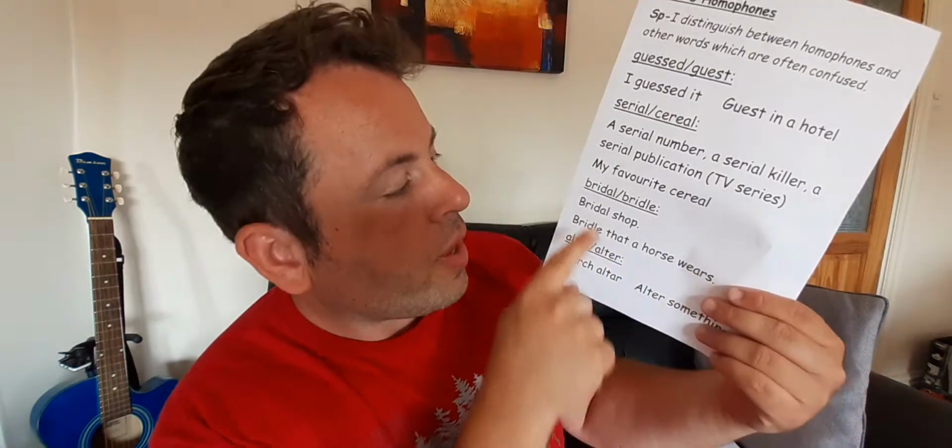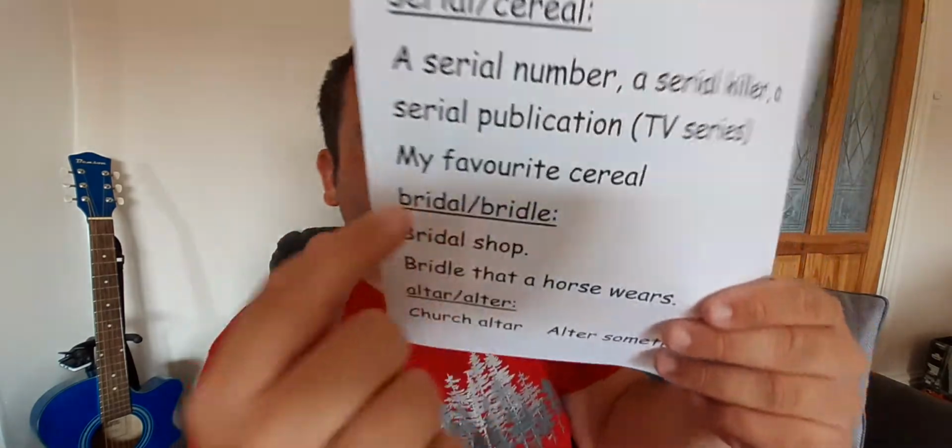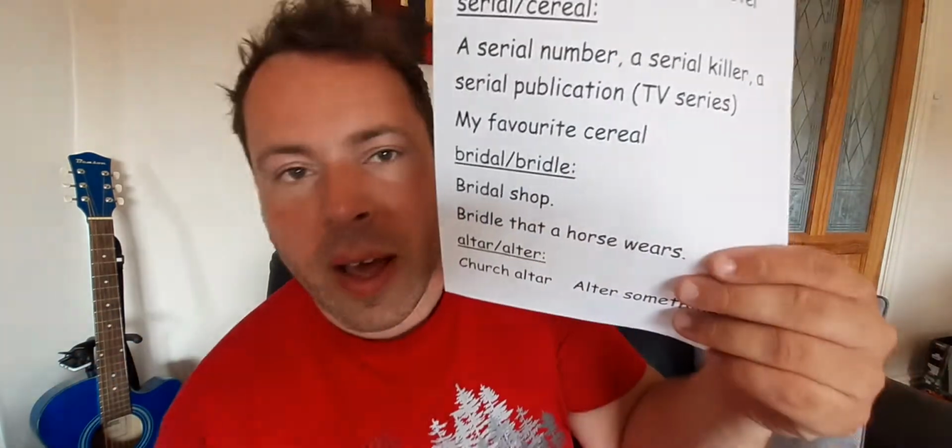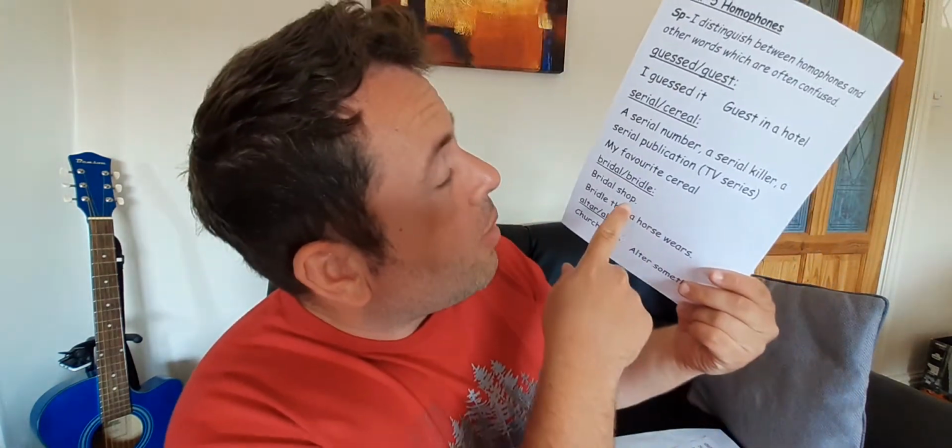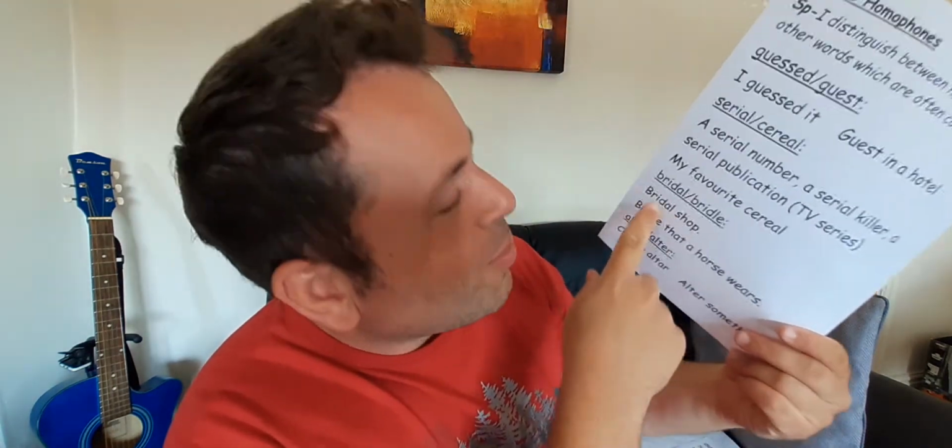Okay, moving on then to bridal and bridle. You've got bridal with an AL ending. Now that's like bridal meaning for a bride. So a bridal shop, meaning things for brides. Well, I've never actually been in a bridal shop, if I'm honest. But I've looked through windows of one and they have like dresses and other stuff that brides wear. Okay, so moving on from that. Bridal, so to do with brides, okay, bridal shop.